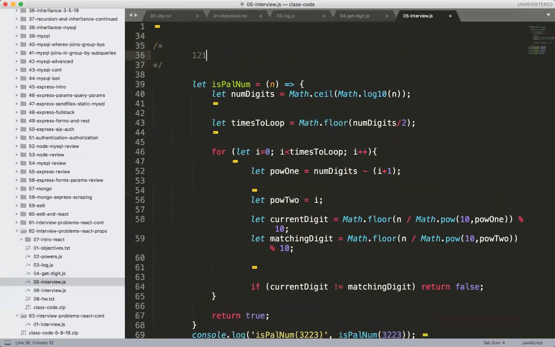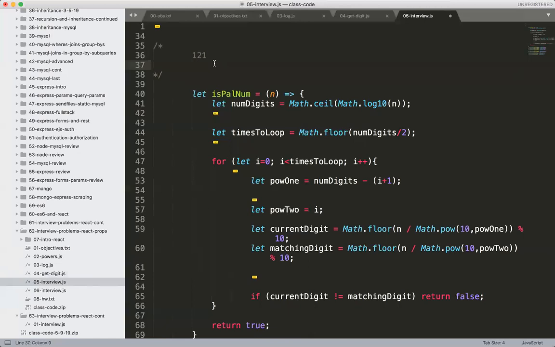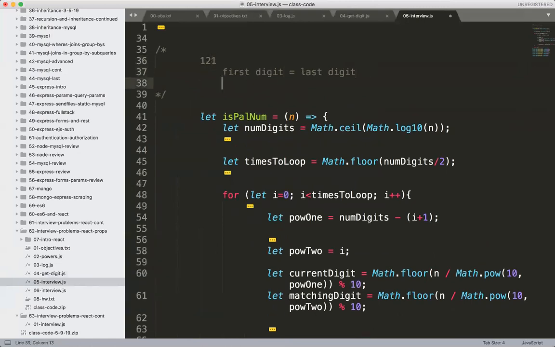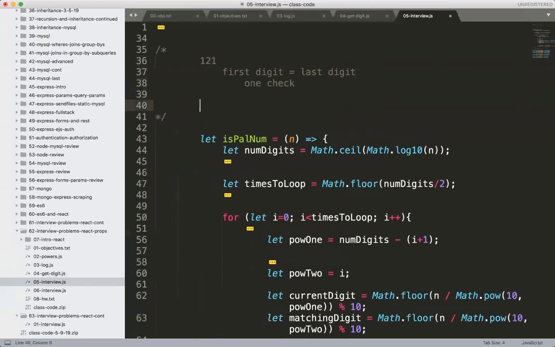So let's say 1, 2, 1, what do I have to check here? I have to check the first number is equal to the last number, right? The last digit. I'm sorry, the last digit. And then do I have to check the middle number? No, right? Because it's just there, right? 1, 2, 1 is a palindrome, and all we have to worry about is this first number and the last digit, right? So in all, we just had one check.